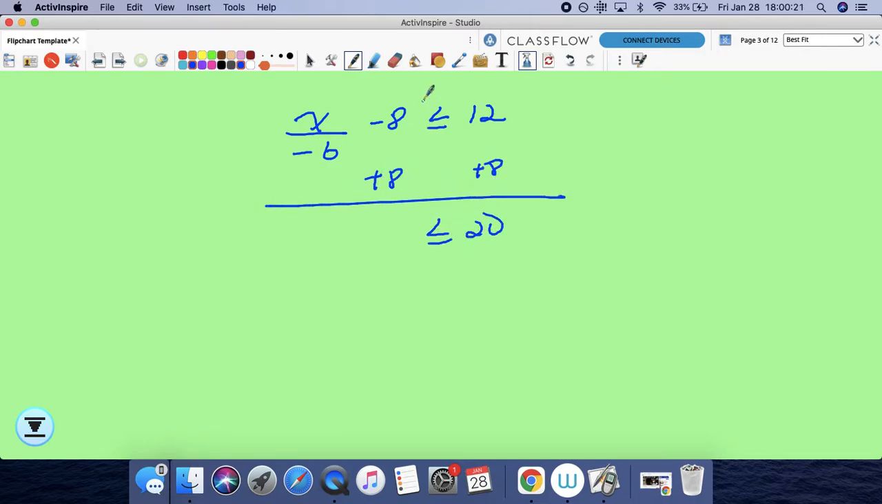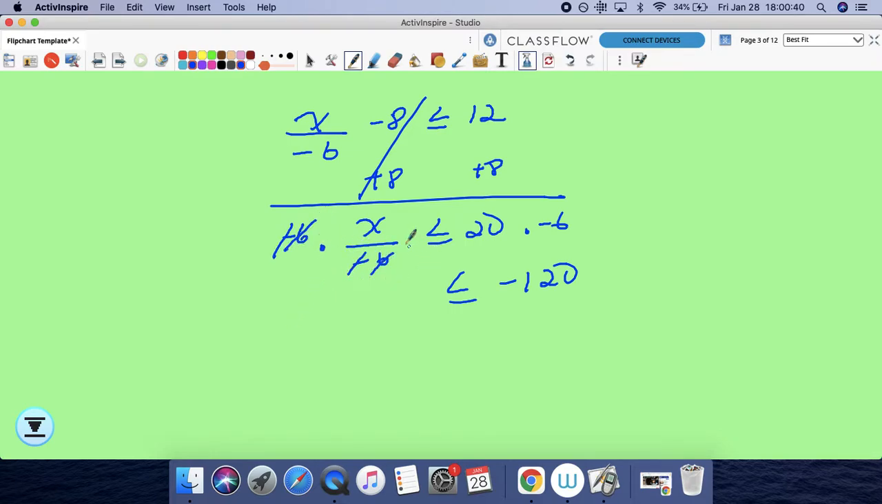This is 20. These go away. We have x divided by negative 6, so we're going to multiply both sides by negative 6. 20 times negative 6 is negative 120. Negative divided by negative gives me a positive, 6 divided by 6 gives me 1, and x over 1 is just x. So we want all the numbers that are less than negative 120. And where are we going to point? Negative 120 makes that inequality true, and every number to the left of it also makes it true.